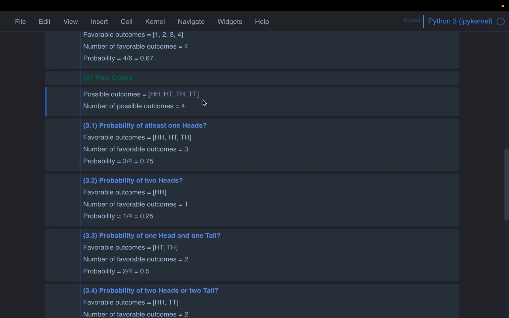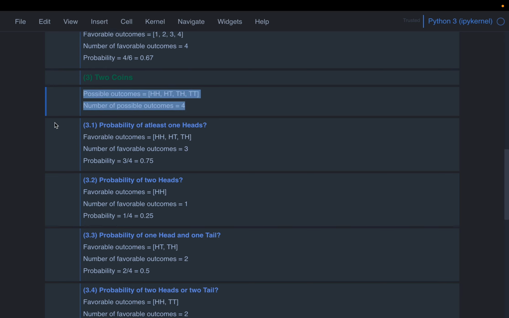Now we cannot have other possibilities, right? A coin can only have heads and tails, and when we flip 2 coins, it can be either heads and heads, or heads and tails, or tails and heads, or tails and tails. So we have 4 possible outcomes. That's the total number of possible outcomes when we flip 2 coins.